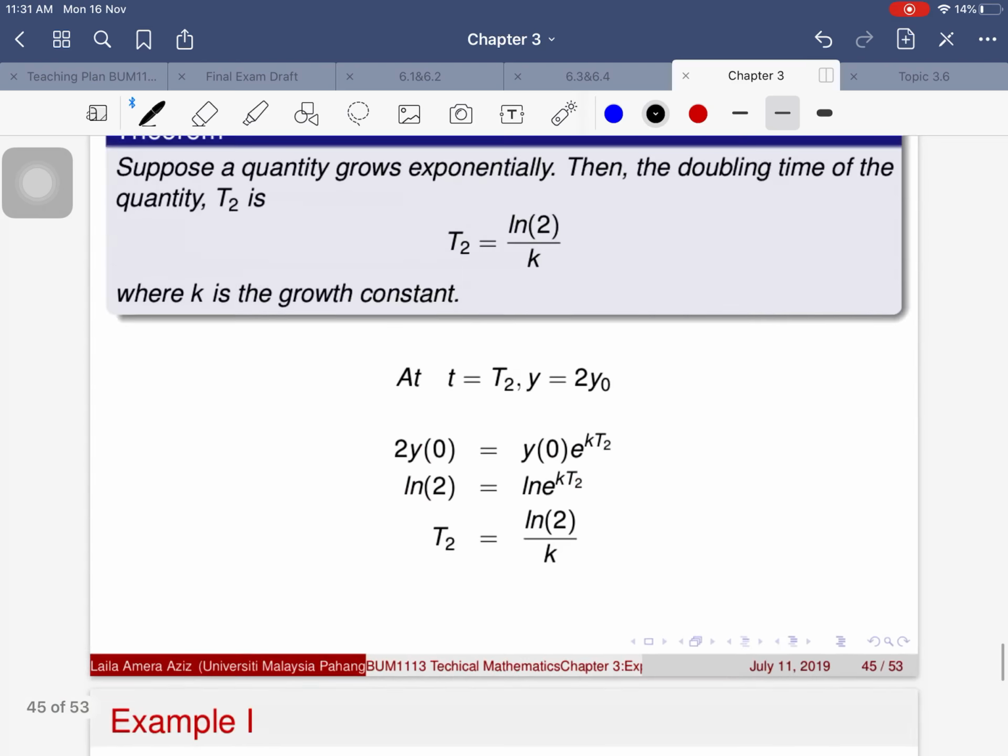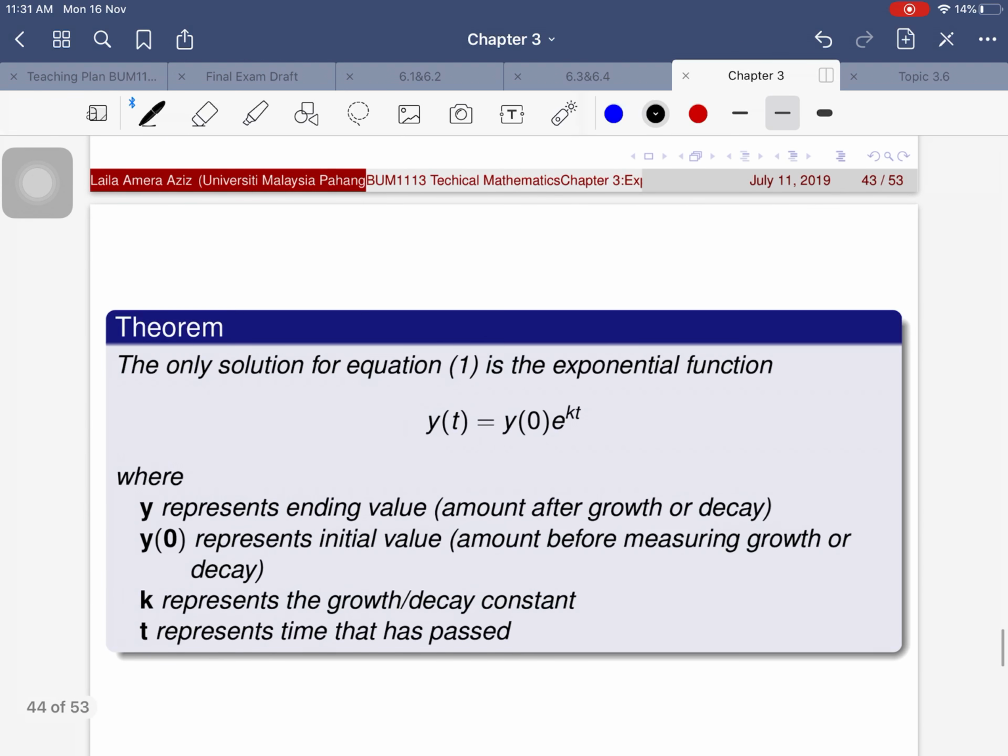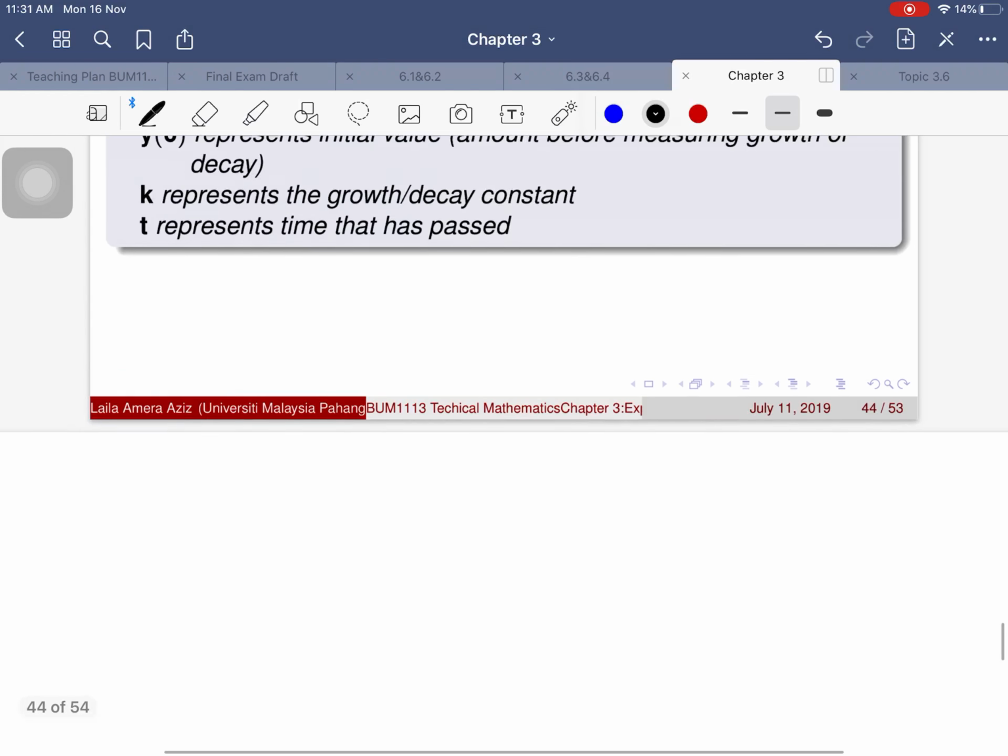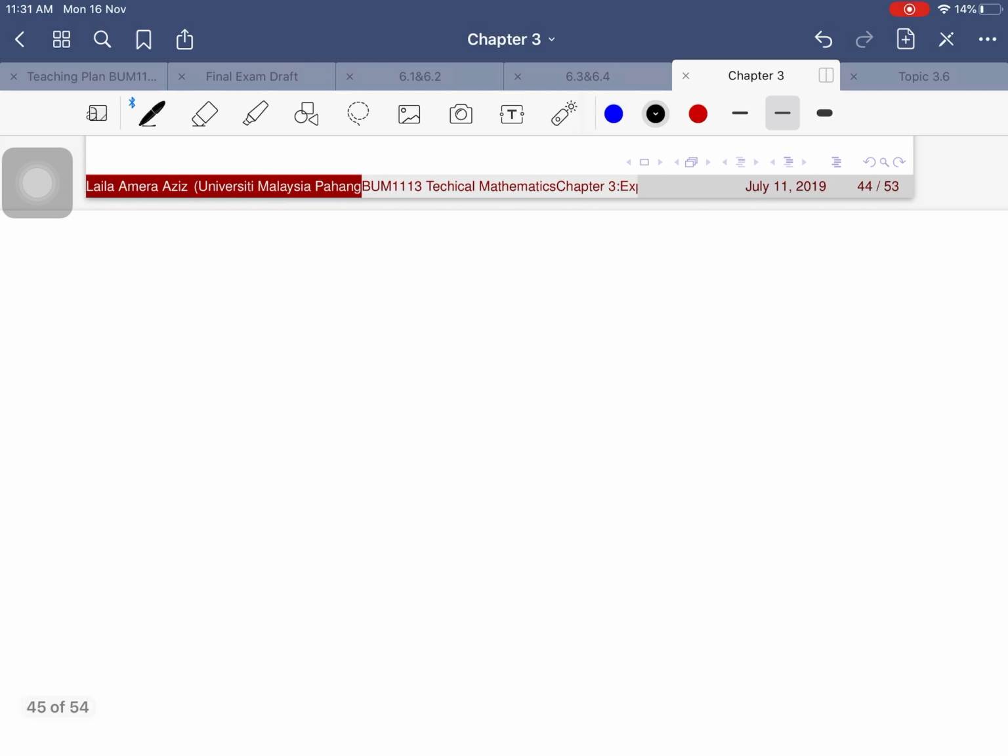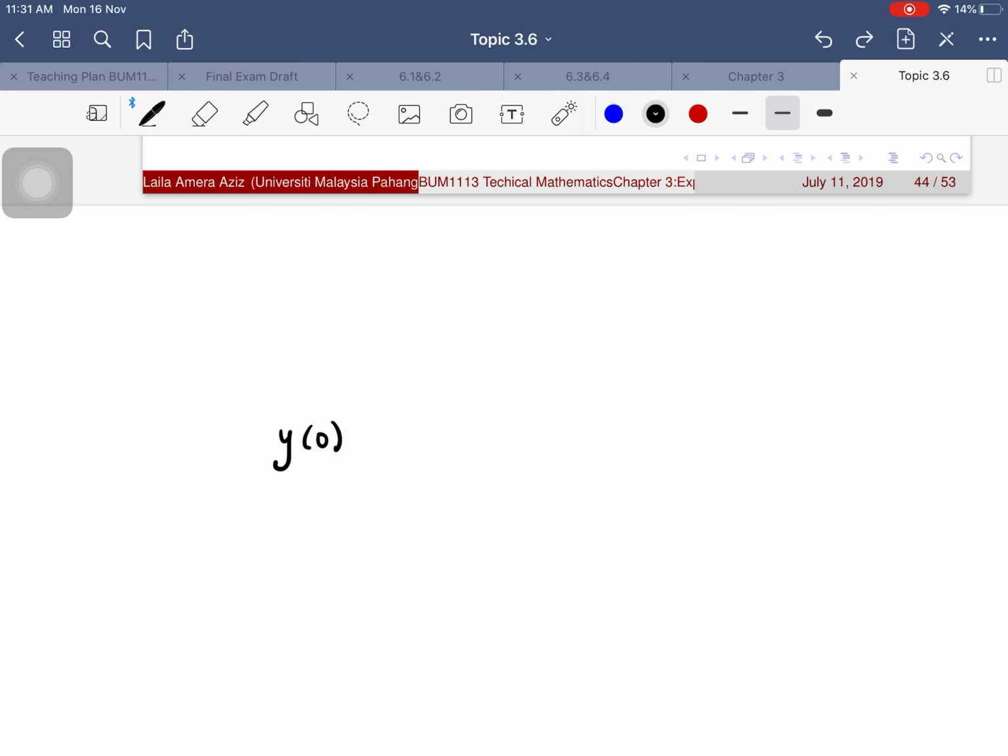Where's my equation just now? Why does it disappear out of the blue? So here. So this is going to be yt is equal y naught exponential of kt. So let me explain to you like every single component in detail.